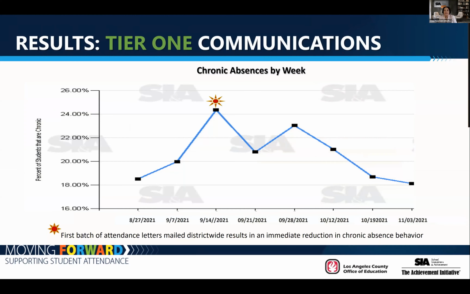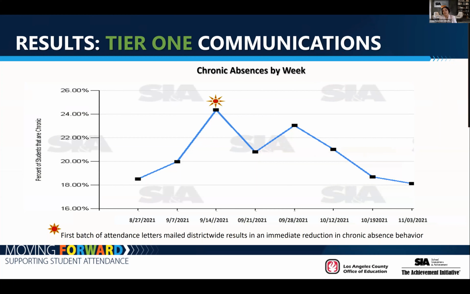So for many of us, if you were not sending communications out around absences, attendance letters, we would absolutely say in the year ahead you should be. They don't have to be punitive in tone. Again, we say they should be positive, prescriptive, proactive, etc.